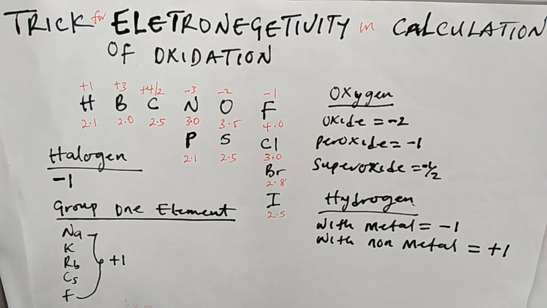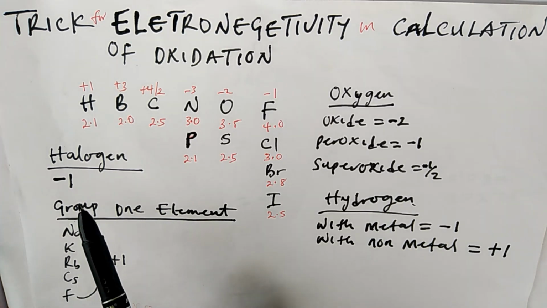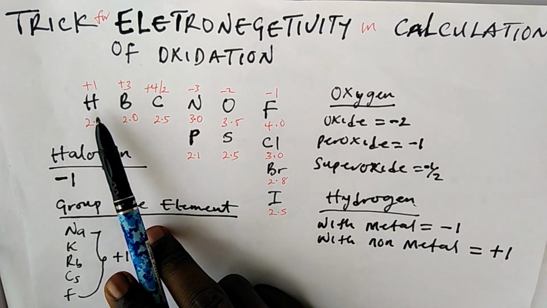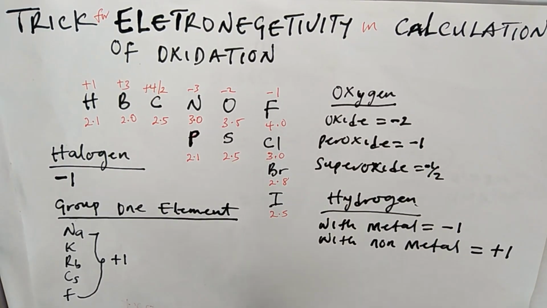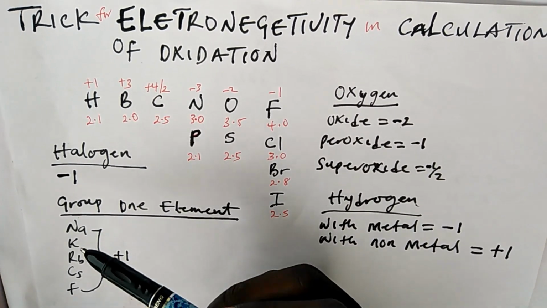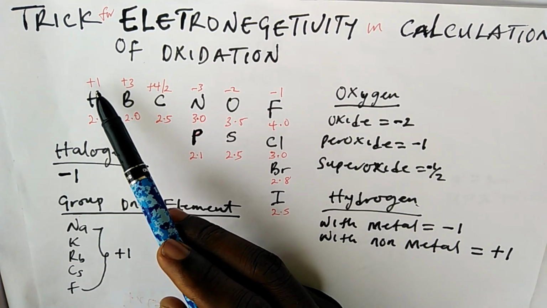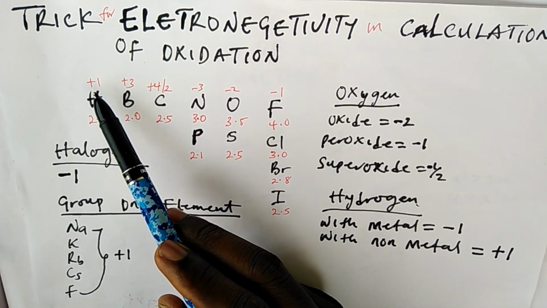In this video, I'm going to be showing you a trick on how you can use electronegativity in the calculation of oxidation number. Now, this is a sketchy chart of the periodic table. You see, we have hydrogen to fluorine. Now, we know hydrogen has a +1 oxidation number.